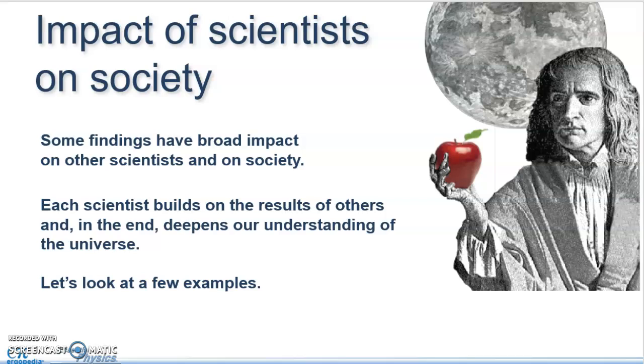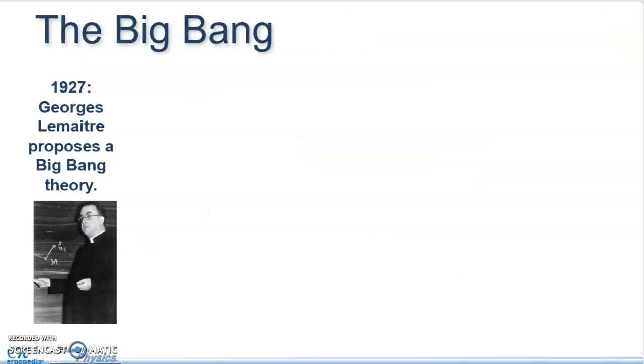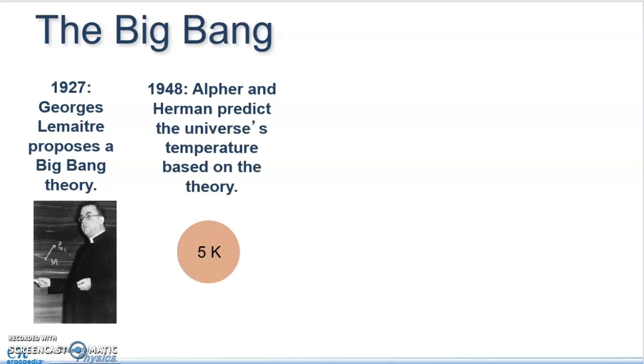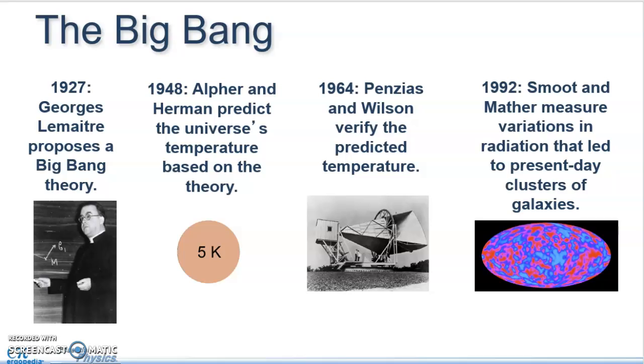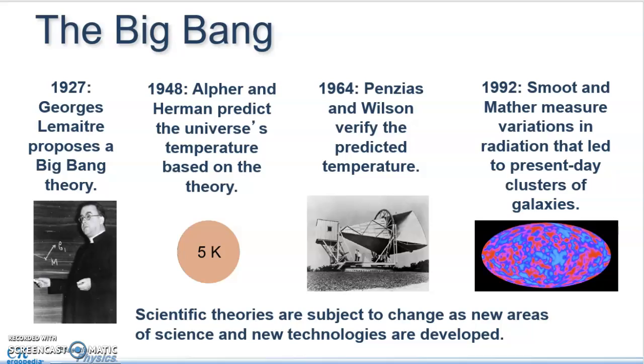All right, so scientists do have an impact on society, and the work of each scientist is built on the results of others, and let's look at some examples of that. So the Big Bang was proposed, and then somebody did some math to predict the universe's temperature based on the theory, and then somebody else verified it with an experiment, and then someone mapped the background radiation and tried to relate that to modern day clusters of galaxies. And scientific theories are always subject to change as new areas and new technologies are developed.